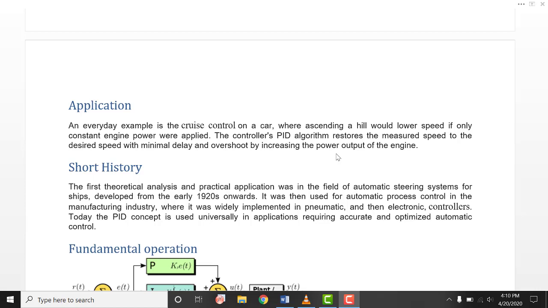Or for example, you are going in a descending direction, and in that position your car will automatically gain more speed beyond that 80 kilometers per hour. So in that descending direction from the hill, you will have to reduce the speed of your car. That reduction in accelerator will automatically be controlled by your PID controller in that situation.